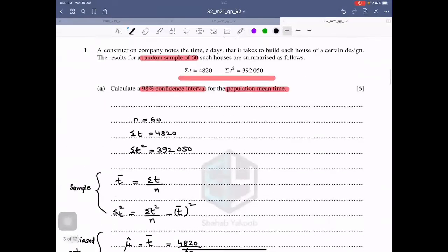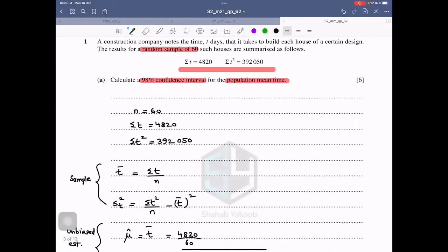We are focusing on the population mean. Now, for the population mean, the formula is x bar plus minus z sigma over root n. For a 98% confidence interval, 98% is in the middle, and there is 1% on the left and 1% on the right. This is 1%, this is 1%, and 98% is in the middle. So therefore, this value is 2.326.